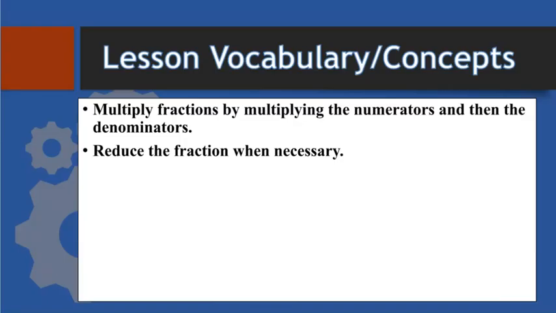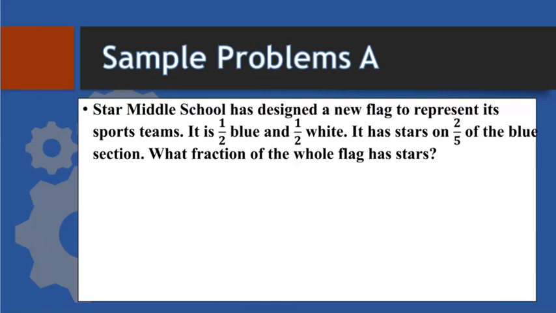So let's take a look at our first example. It says Star Middle School has designed a new flag to represent its sports teams. It is half blue and half white. It has stars on 2/5 of the blue section. What fraction of the whole flag has stars? So if we're taking the blue section, which is half the flag, and of the half, 2/5 of that section has stars on it. So what fraction of the whole flag has stars?